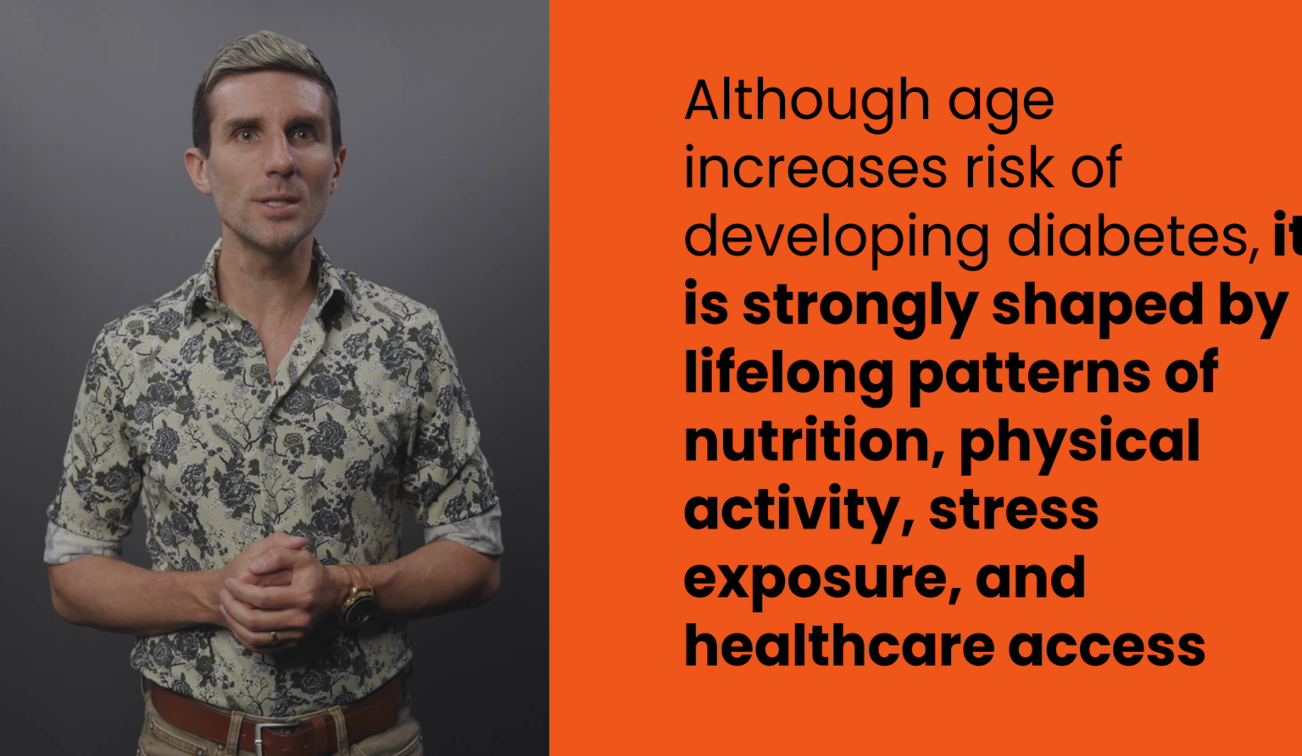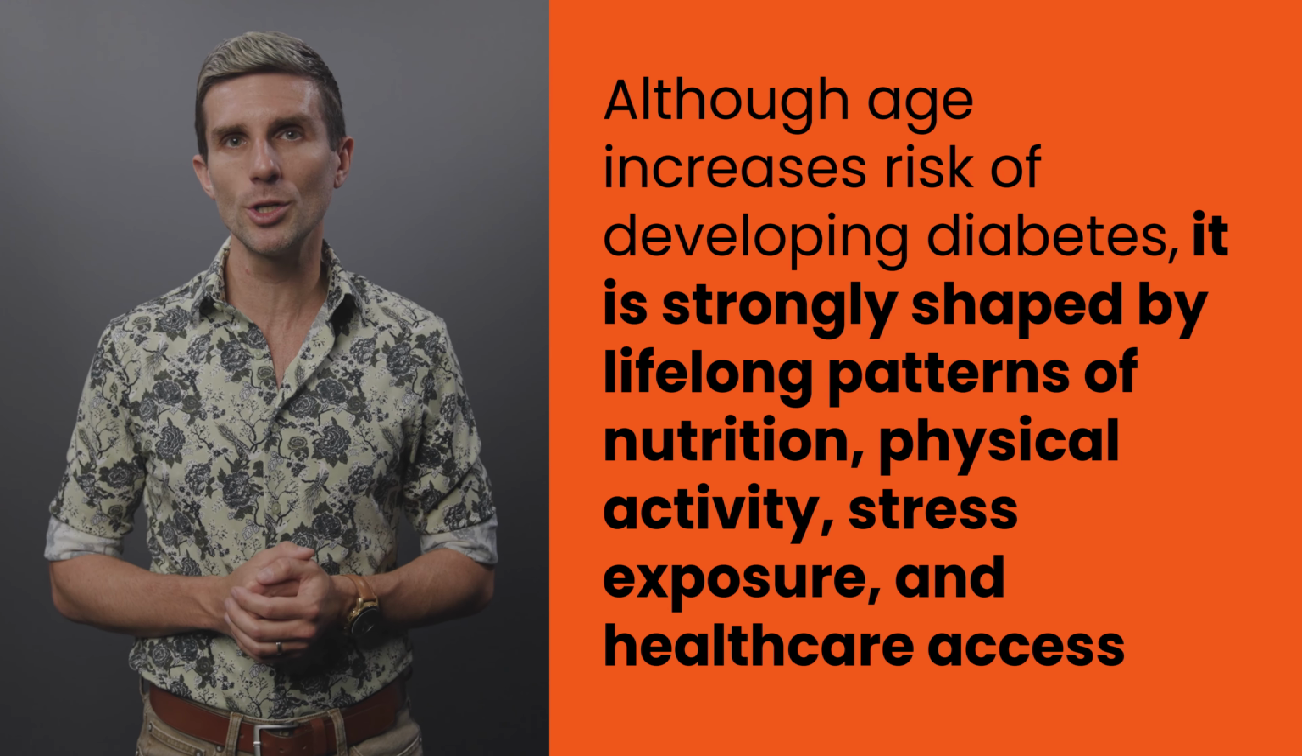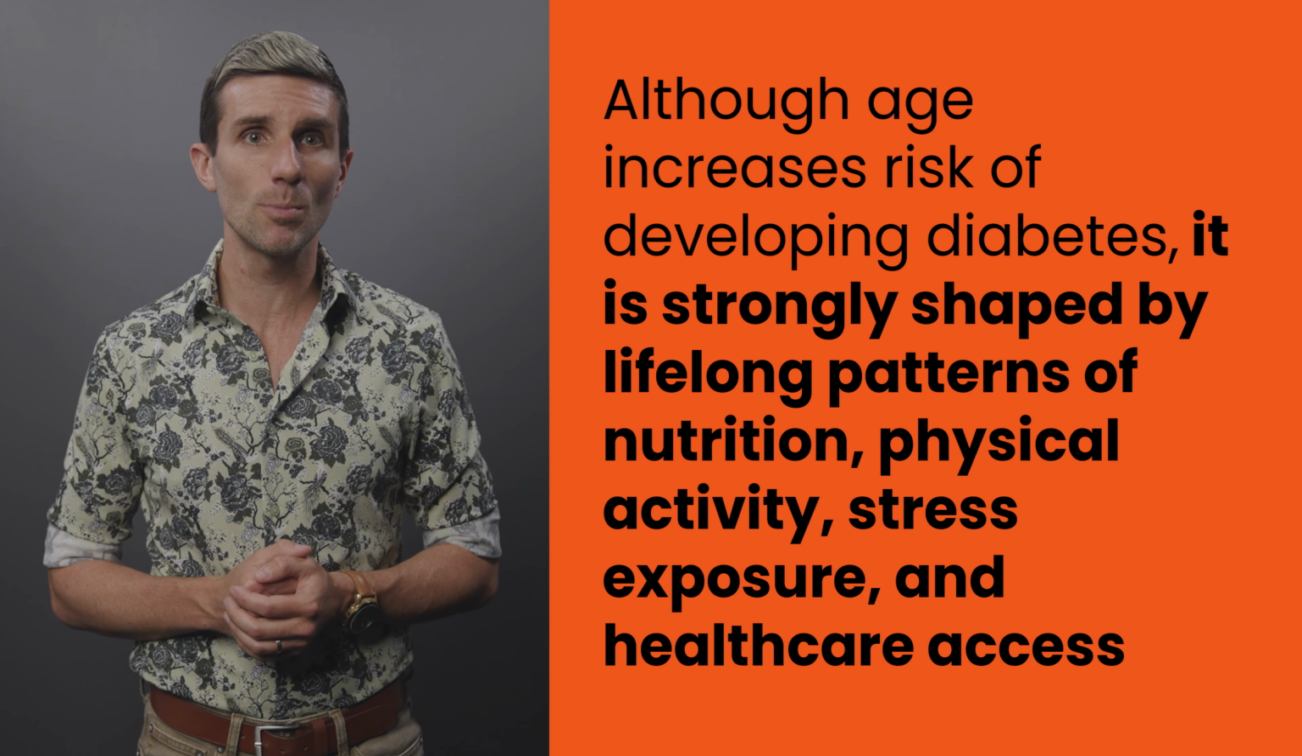Although age increases risk of developing diabetes, it is strongly shaped by lifelong patterns of nutrition, physical activity, stress exposure, and healthcare access. From a systems perspective, managing metabolic and endocrine conditions like diabetes in older adults often requires balancing treatment goals with quality of life, functional status, and comorbid conditions.